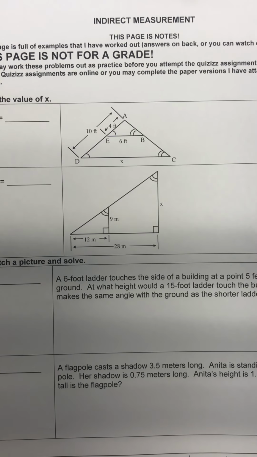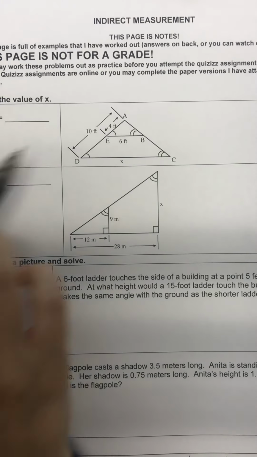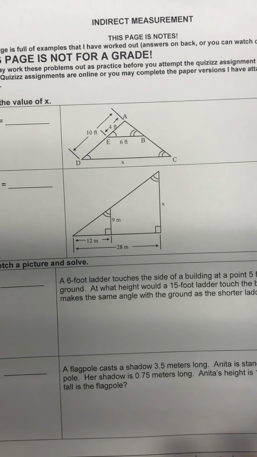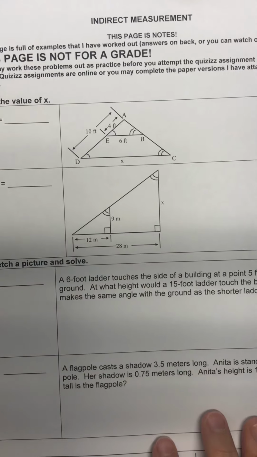All right, for indirect measurement, it's a way to measure something without being able to reach it, like how we could measure a flagpole or a tree or something. These are just kind of to remind you how you set up proportions with triangles. So you'll have some examples like this.